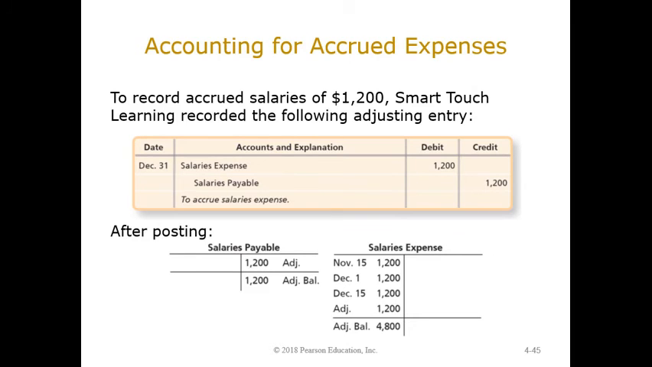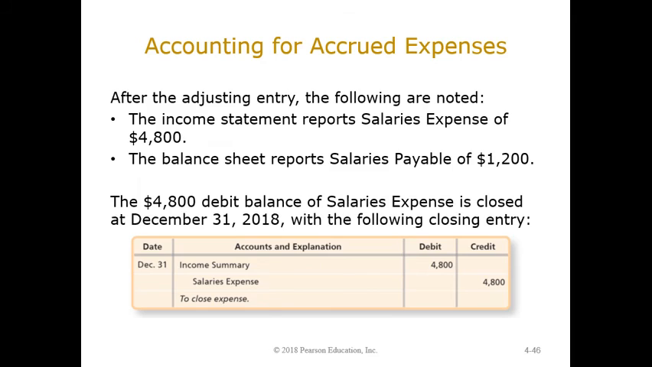The first adjusting entry that we're going to look at is accounting for accrued expenses. In order to record accrued salaries of $1,200, Smart Touch Learning recorded the following adjusting entry. They debited salaries expense and they credited salaries payable. And then the adjusting entry would happen here.